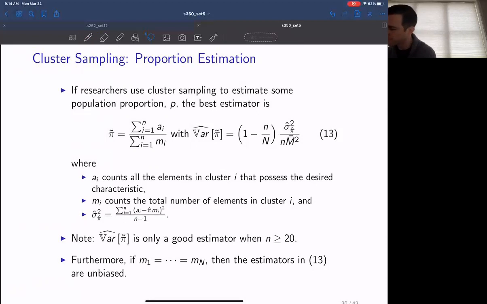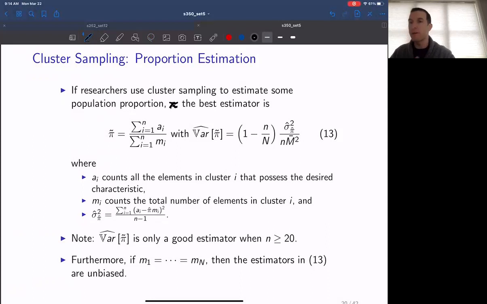All right. So starting off with proportion estimation within the context of cluster sampling. If we want to estimate some population proportion, which we can actually call pi, not p, we can use the following estimators. Pi tilde is equal to the sum from i equals 1 to the number of clusters of the ai divided by the sum from 1 to the number of clusters of the mi.